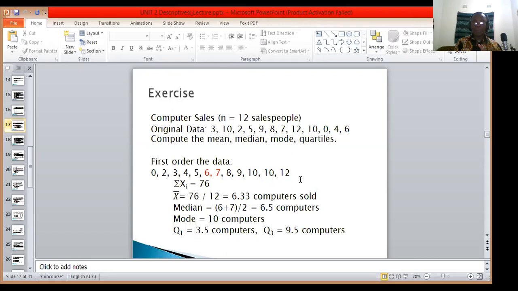So let's start by computing our mean. We said the mean for ungrouped data is the total sum of the measurements divided by the number of the measurements. We add these measurements here, and they gave us 76. We divide by the number of measurements, which is 12. So 76 divided by 12 gives us 6.33. That is our mean of this sample.